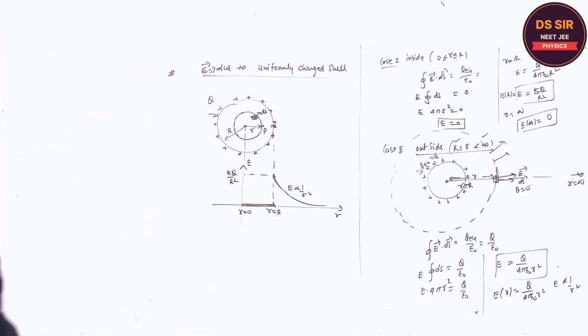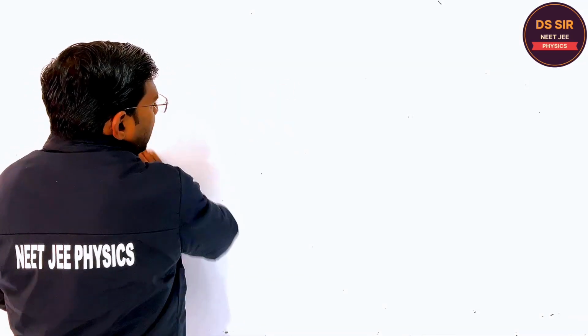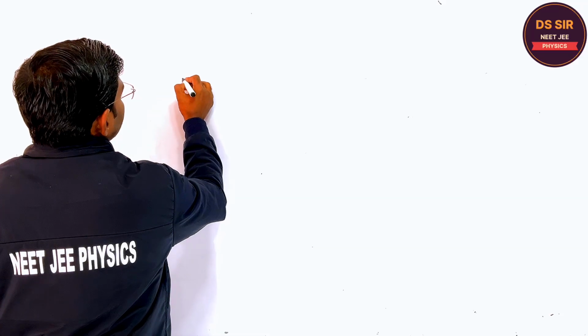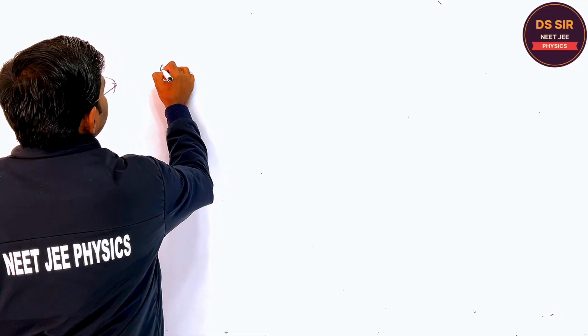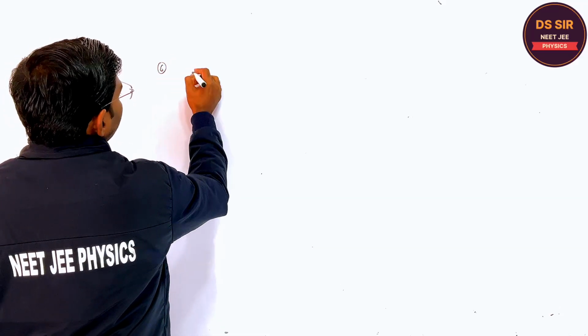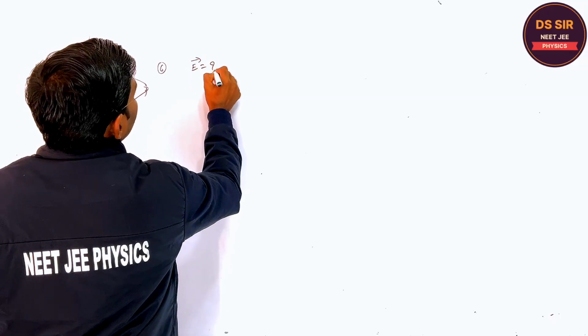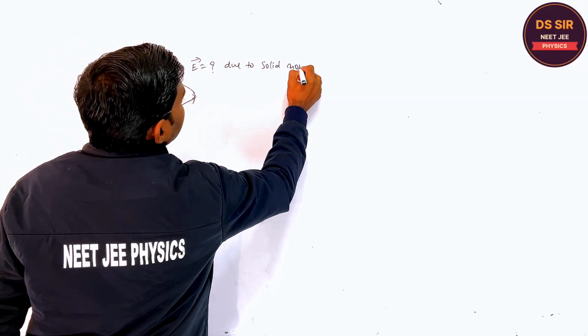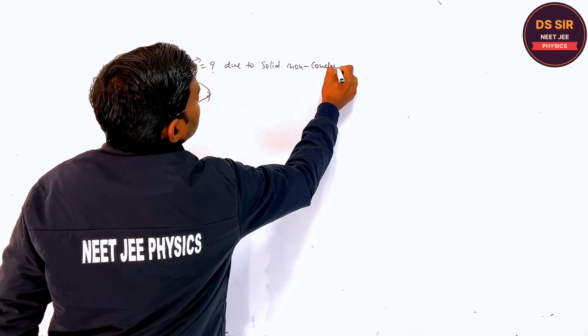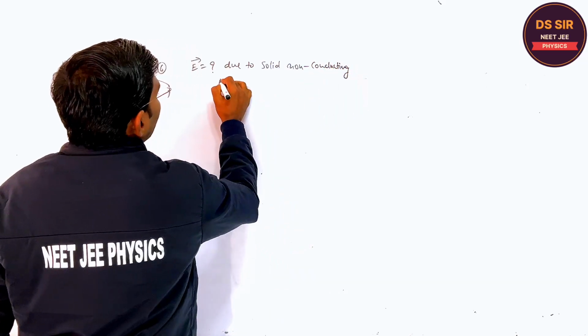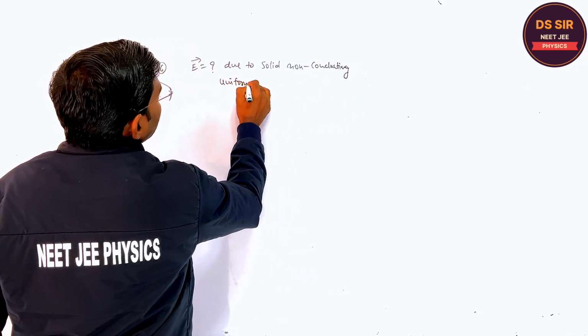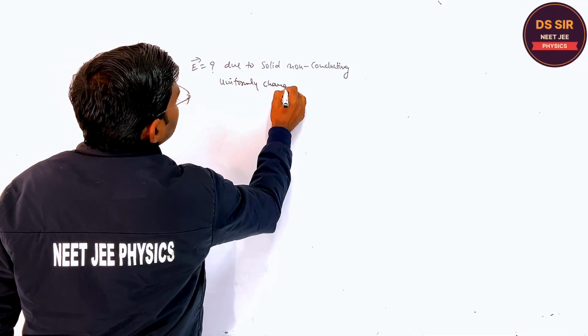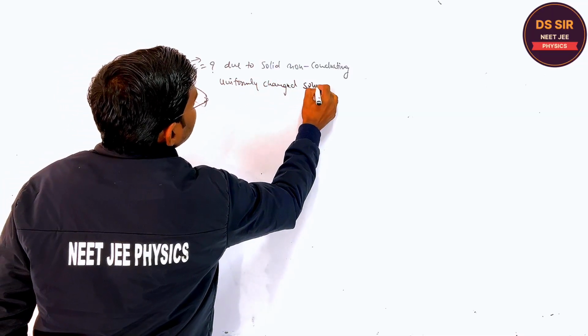Copy this. So now this is another application of Gauss's law. The sixth application it is, it may be sixth or fifth. The electric field you have to find due to a solid non-conducting uniformly charged sphere.